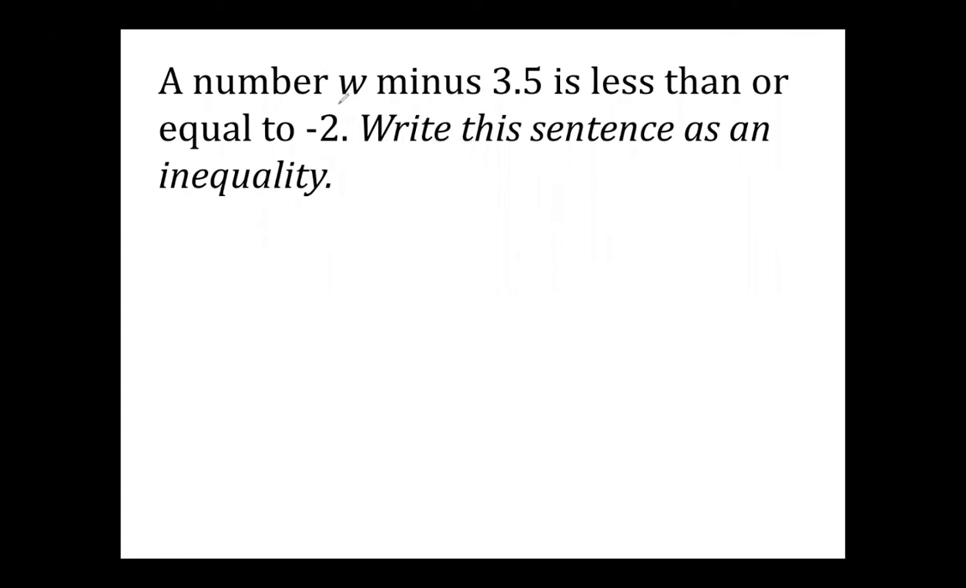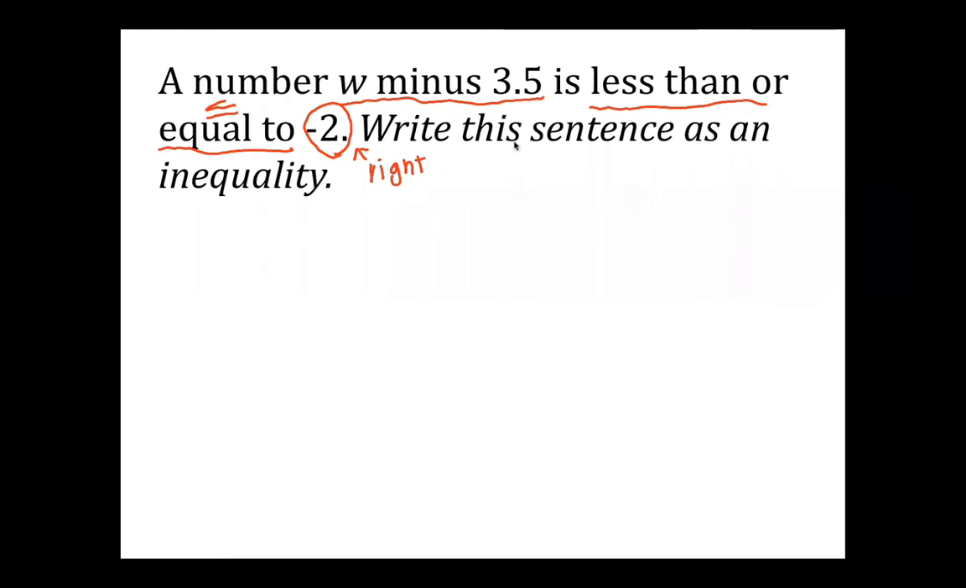So we have W minus 3.5. I'm assuming that this is going to be on the left side of our inequality symbol, and then look for your keywords. In this case, we have less than or equal to. Less than or equal to would represent the less than or equal to symbol. So you now know that that's the symbol you'll be using. And you can see here that less than or equal to is set to -2. So you know that -2 is going to be your value that your inequality is set to, or in this case, the value on the right.